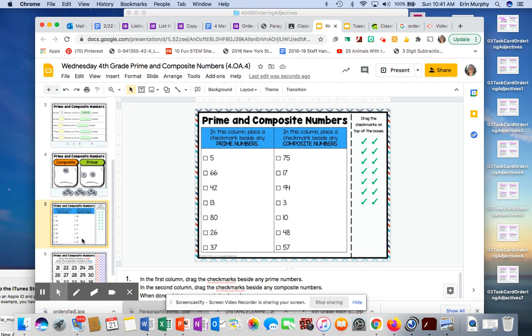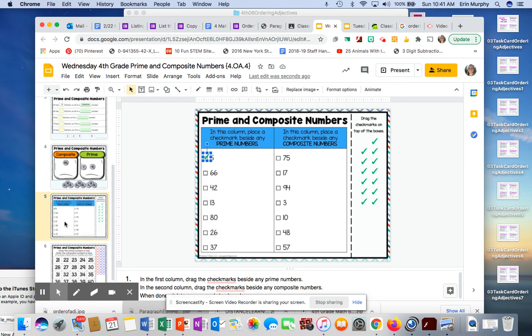On this next slide, in this column, place a check mark beside any prime numbers. In this one, check mark beside the composite numbers. So I'm going to look for my prime numbers here. So I get a check mark. I know 5 is prime. 66 is an even number, so I know 2 is a factor, and 1 and 66, so that can't be prime. So I wouldn't put a check by 66 because I know 2 is a factor since it's an even number. And then over here, the composite ones.